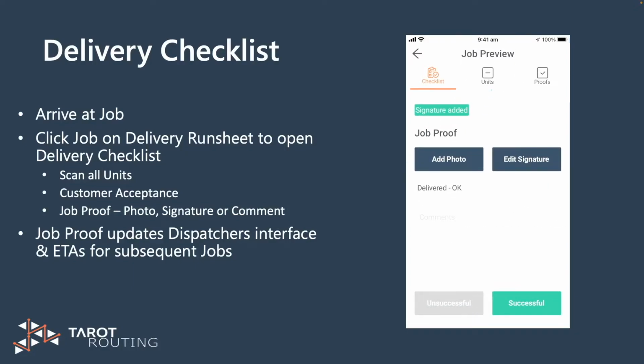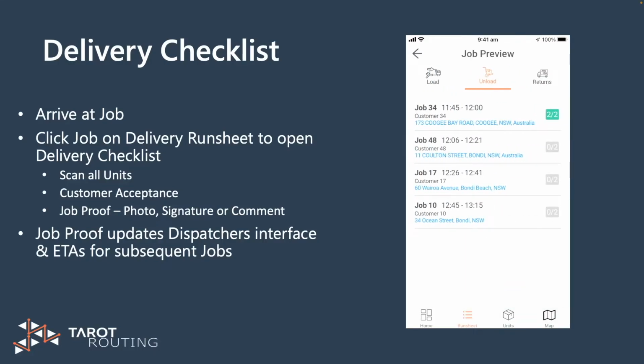If everything has been scanned and the customer has accepted, the job proof will default to delivered OK or your organization's default proof reason. Your organization may require a signature, photo, comment, or any combination of these. The app will tell you what is required, and submitting a job proof will be blocked until it is completed. Once you've submitted this required information, hit Successful to submit the job proof and finalize the job.